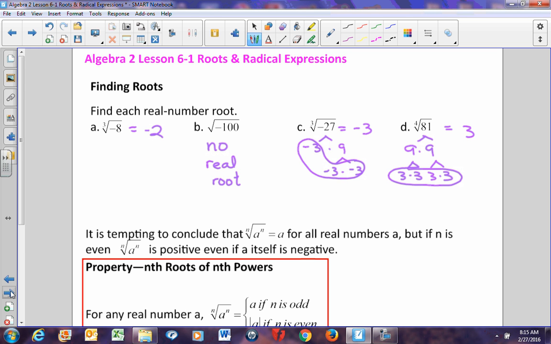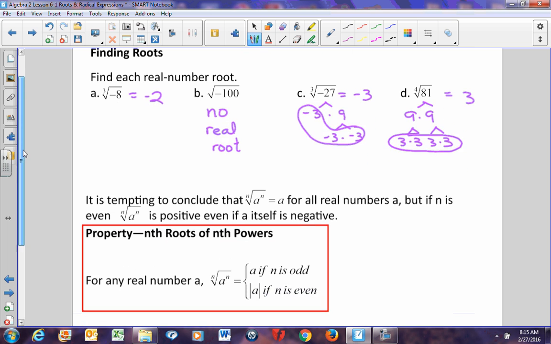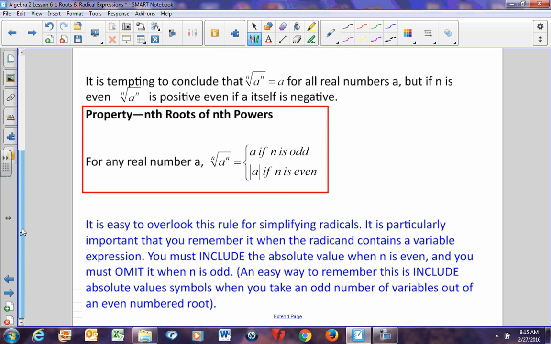All right. Now, it is very tempting to conclude that the nth root of a to the n is a for all real numbers a. But if n is even, the nth root of a to the n is positive, even if a itself is negative. This is really, really important, and this is probably the most confusing thing that people have when they deal with simplifying roots. The nth root of a to the n is a if n is odd. So if it's a cube root, it's just a. If it's even, you have to take that a and put it in the absolute value symbol because you don't want to accidentally introduce a negative.